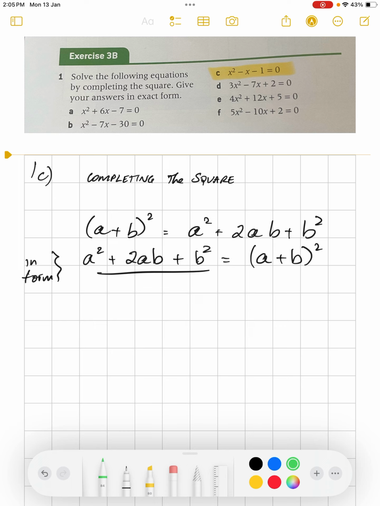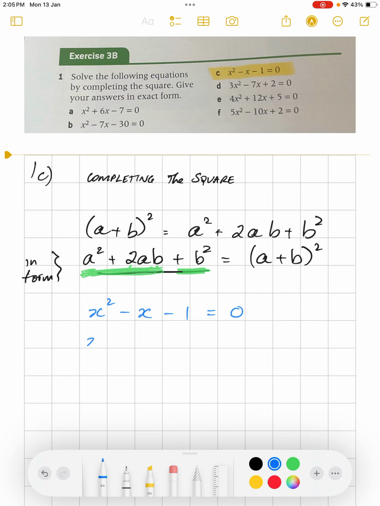But completing the square is starting with two terms and finding out what is that extra term that will make it a completed square. And we do that by breaking up our coefficient to be 2b. Let's have a look at 1c. We've got x squared minus x minus 1 equals 0.